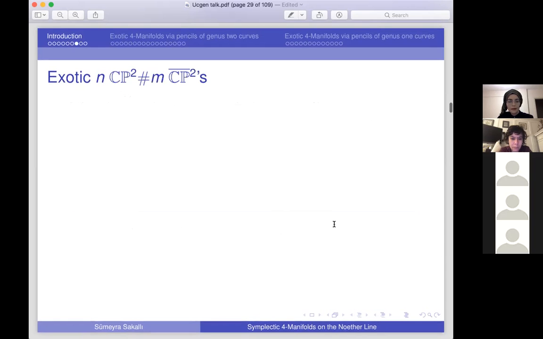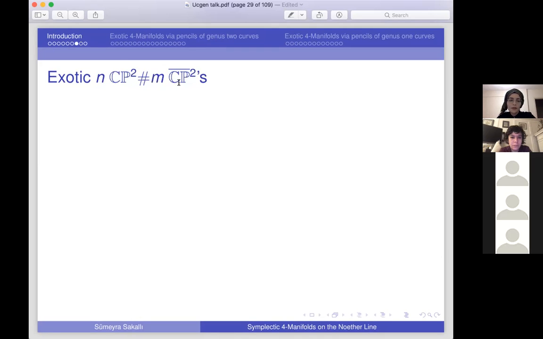Okay. So how about exotic manifolds of this type? Let me introduce the notation if you like. Here we take n copies of CP2, complex projective planes. And on the other side, we have CP2 bar. These are CP2 with reverse orientation. And we take m copies. And then we take connected sums of all of them.